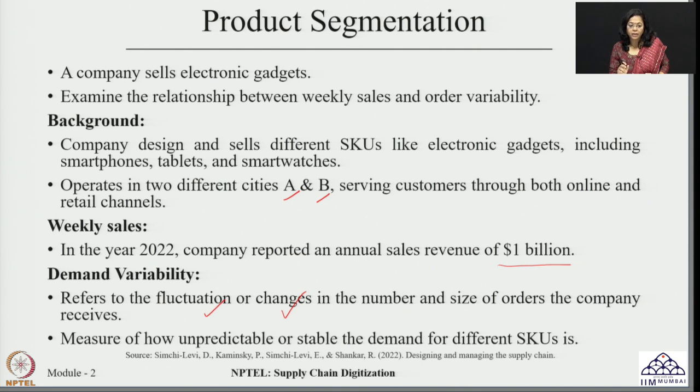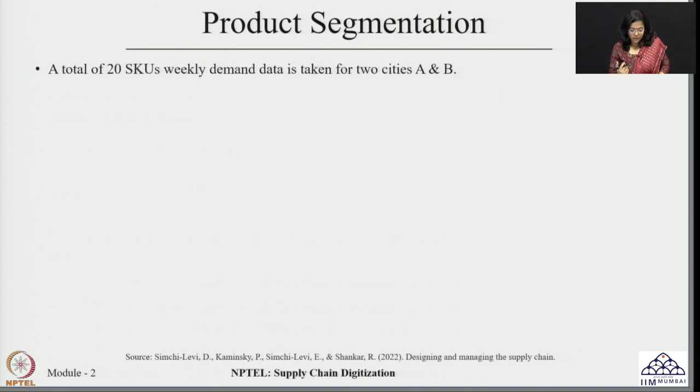But interestingly, the demand variability, if you are able to measure it, will help us in understanding how your demand for a particular SKU is. Is it unpredictable or is it stable? Such decisions can be taken very easily with the help of this particular method. So going forward, let us see what further details are given to us about this case.